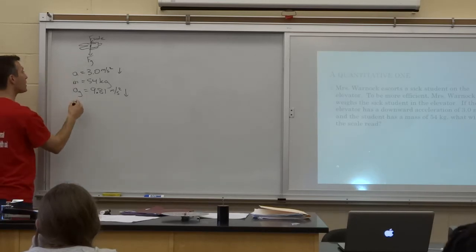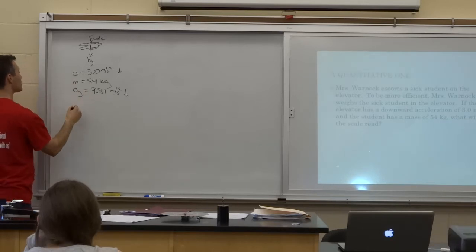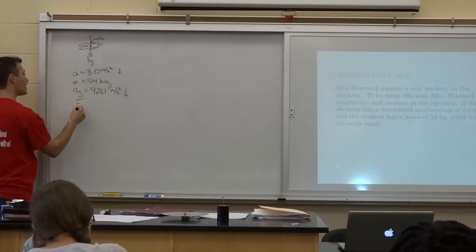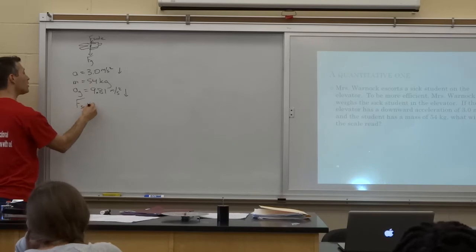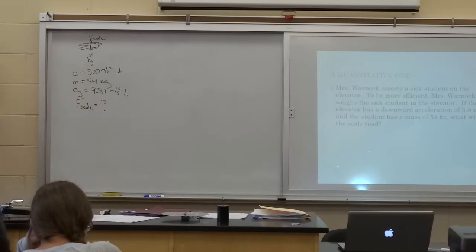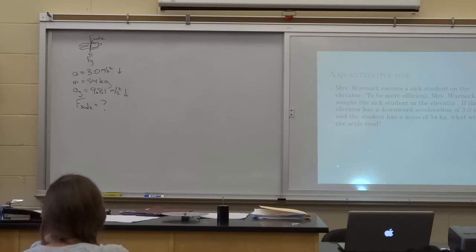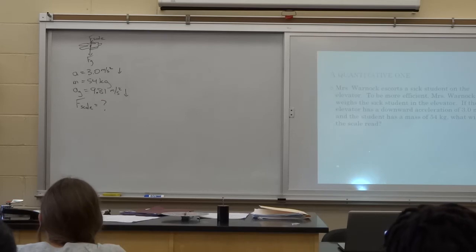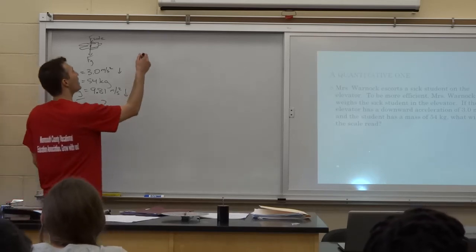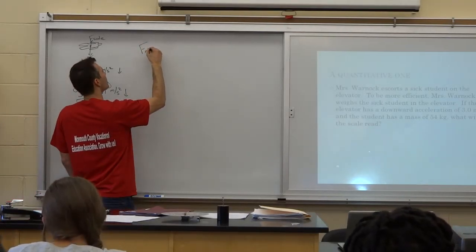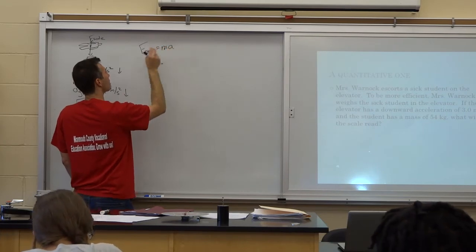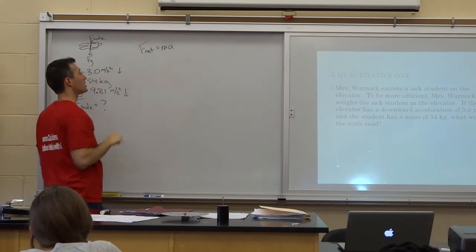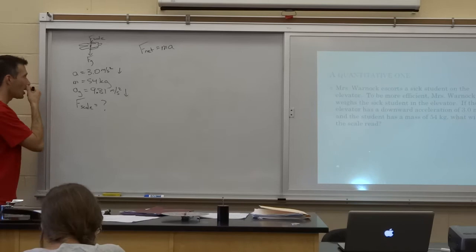All right, for step three, we want to know what the scale is going to read. So on my free body diagram, I identify that as F scale. So that's what gets my question mark. Do we have an equation that has F scale in it? No, we totally don't have an equation that has F scale. The only equation we have with any F is Newton's second law. I'm just going to write that in terms of net force. So net force equals mass times acceleration.